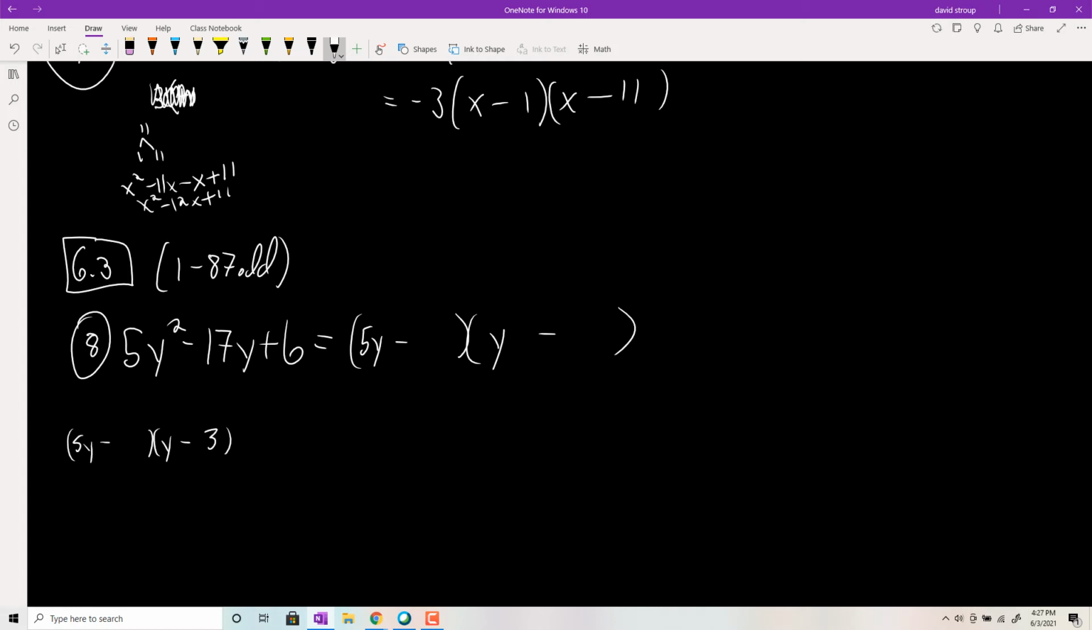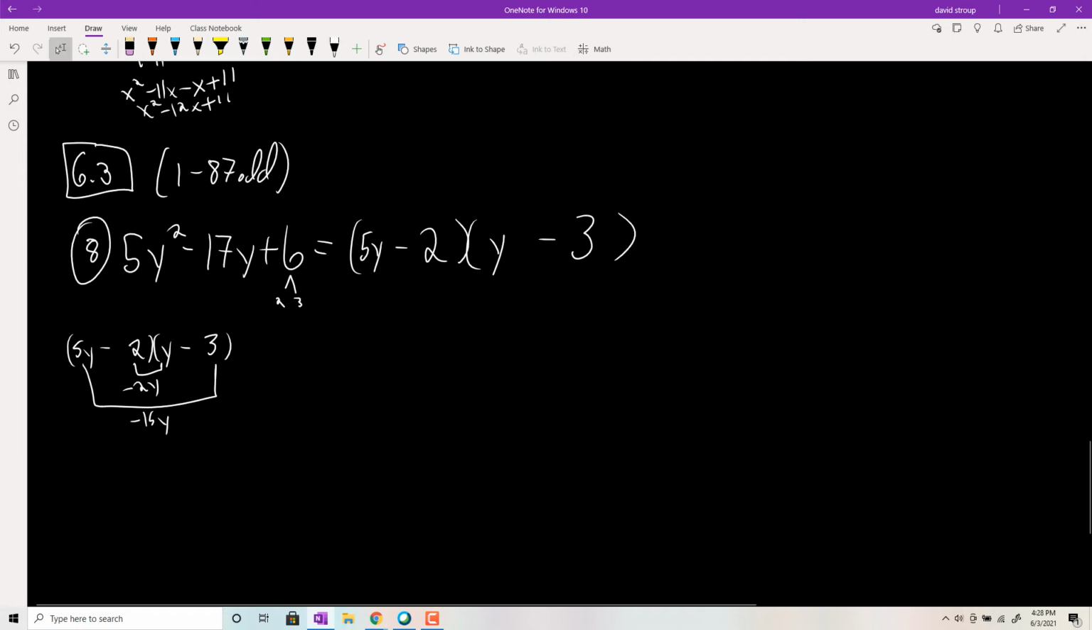So if I put a 3 here and a 2 here, because 6 you could think of as 2 times 3, right? And then the inner guys are going to be negative 2y, and then the outer guys are negative 15y. Negative 15 plus negative 2 is negative 17, so that's going to work. Okay. So y minus 2, and then y minus 3.